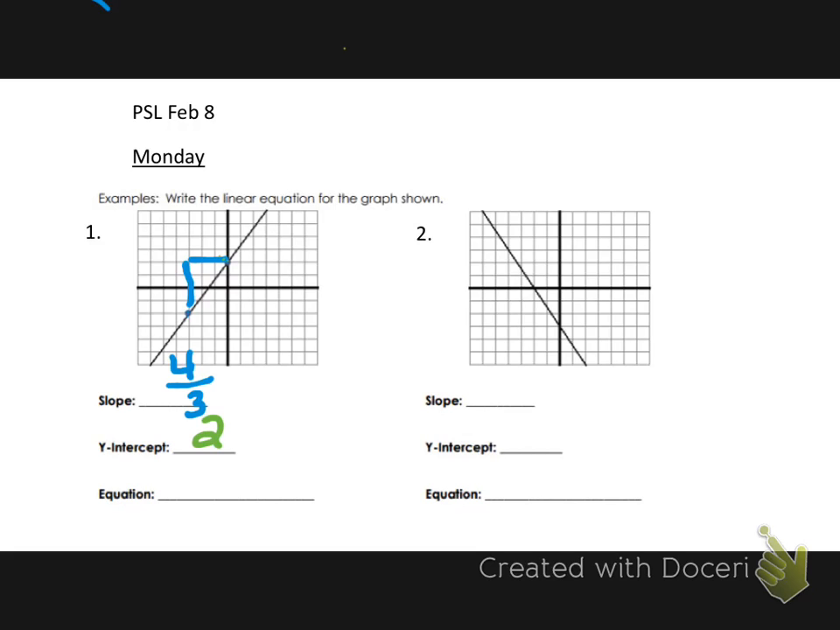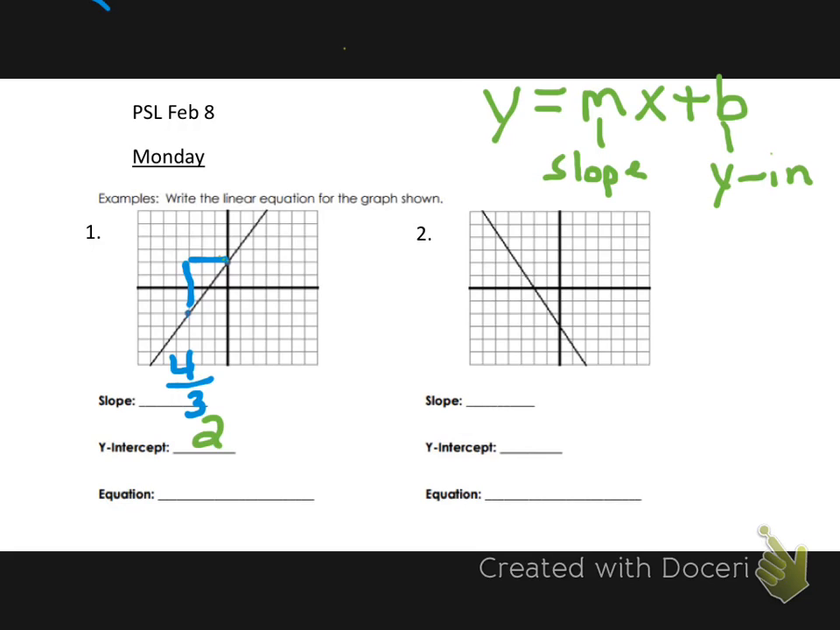Now remember, when we're writing our equation, we have y equals mx plus b. M is our slope, and b is our y-intercept. So now all you have to do is plug those two numbers into your equation, and you've got your line. The equation for that line is y equals my slope, which is 4/3, x plus my y-intercept, which is 2.